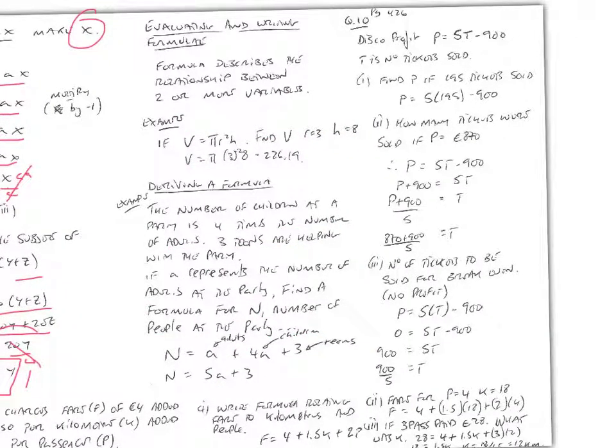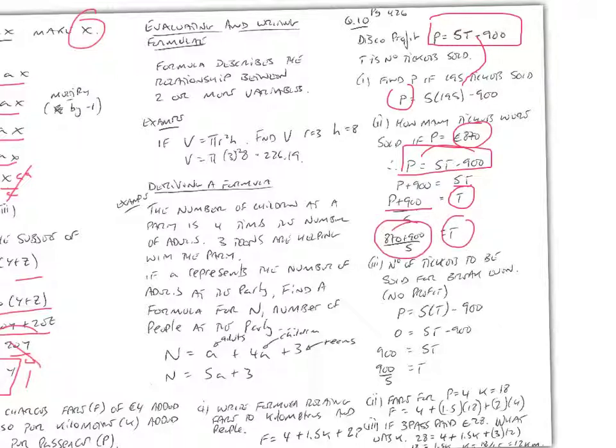The School Disco Committee, question 10, page 426, have discovered that on a disco night, the profit is given by 5 times the number of tickets sold T minus 900. Find the profit if 195 tickets are sold. Plug 195 in for T, and that will give you the profit. How many tickets were sold if profit was 870? So P equals 5T minus 900, so P plus 900 equals 5T. The number of tickets sold is (P plus 900) divided by 5, so that's (870 plus 900) divided by 5, that's the number of tickets sold.